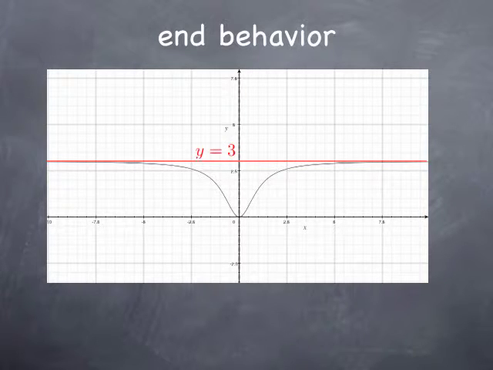And here you see that if we draw the horizontal line y equals 3, it seems that the graph of the function gets closer and closer to this horizontal line at the far ends of the graph, so to the right and to the left. Let's take a look at what happens for x growing on the right hand side of the graph. Let's zoom on this part of the graph.